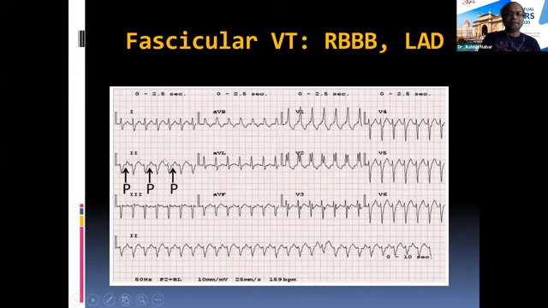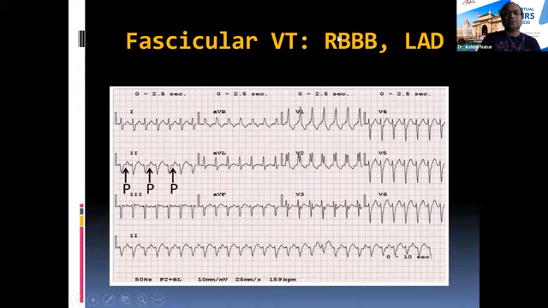If that's the case, this is a VT, and this is a peculiar VT which is called a fascicular VT. This one comes very close to the left posterior fascicle, and that's the reason when the VT originates close to the conduction system, it tends to have a relatively narrow QRS. So discordant axis to the bundle branch block pattern.